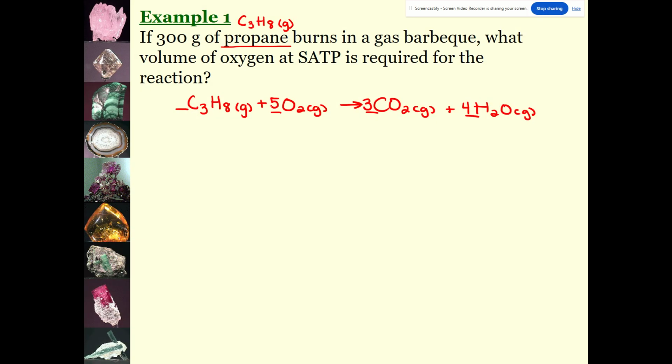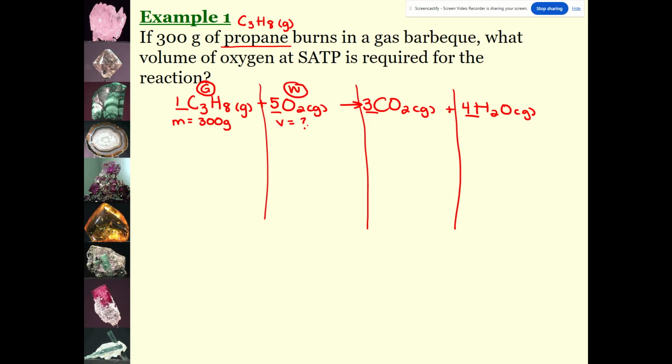So 5 times 2 on the reactant side will give me 10. Okay, so we are being given, and I like to make a chart out of this, the mass of the propane, 300 grams, and we want to find the volume of the oxygen.